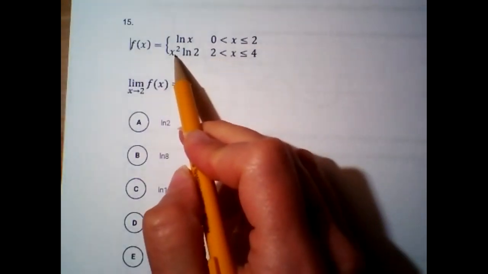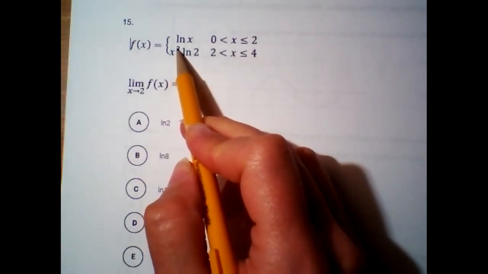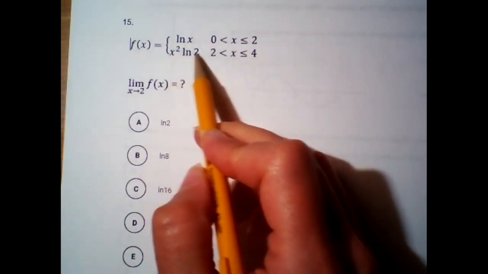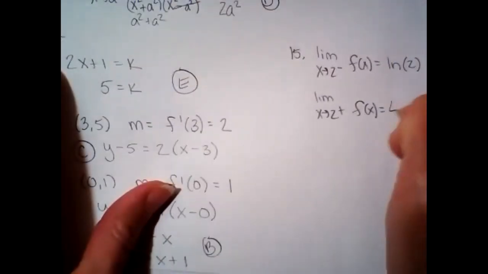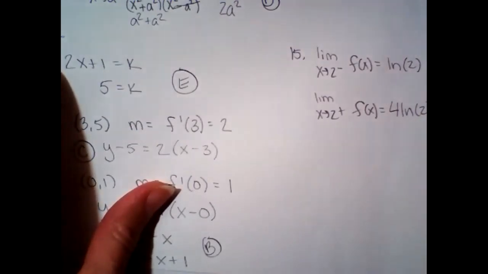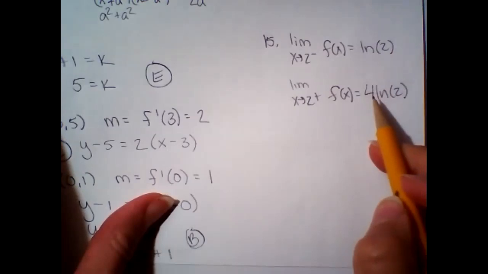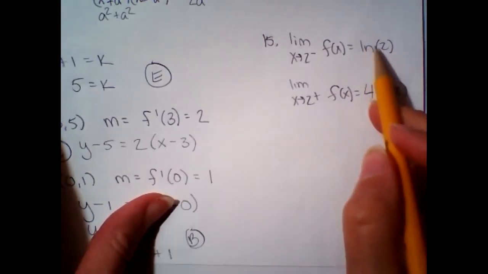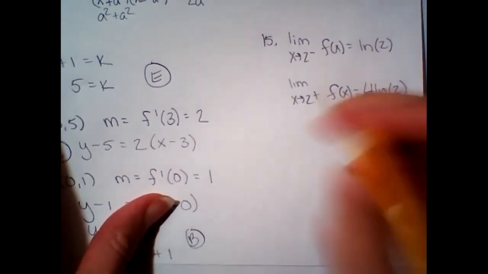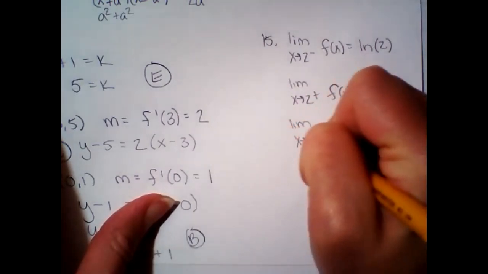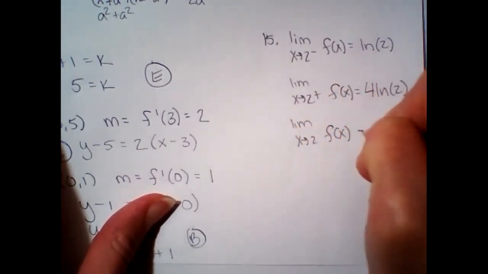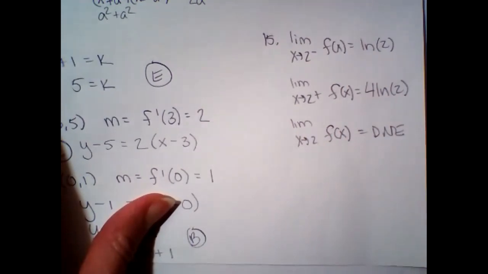So if I plug in 2 there, 2 squared is 4. I'm going to get 4 times ln of 2. So again, I don't know what that is either, but it's some kind of decimal. I just know that this is 4 times as much as that. They are not equal to each other. So the limit as x goes to 2 overall is going to not exist because the left and the right did not match up. And so that one was E.